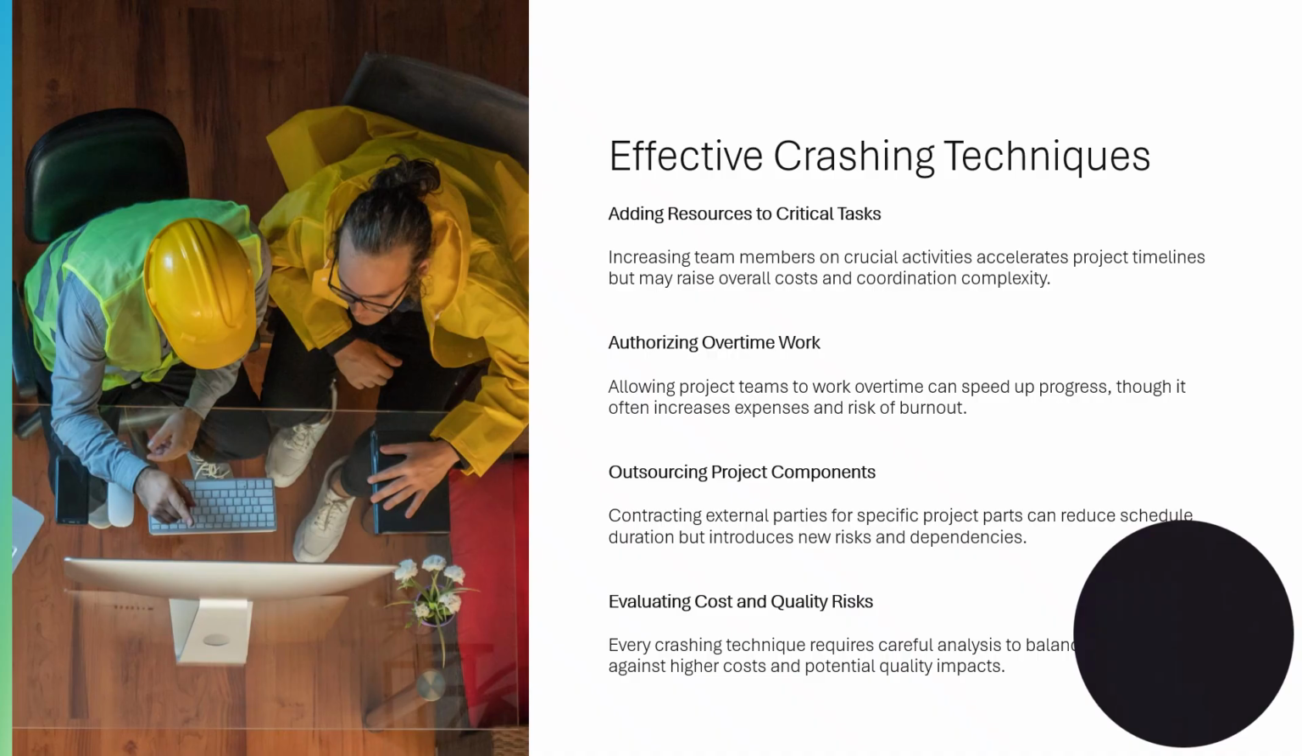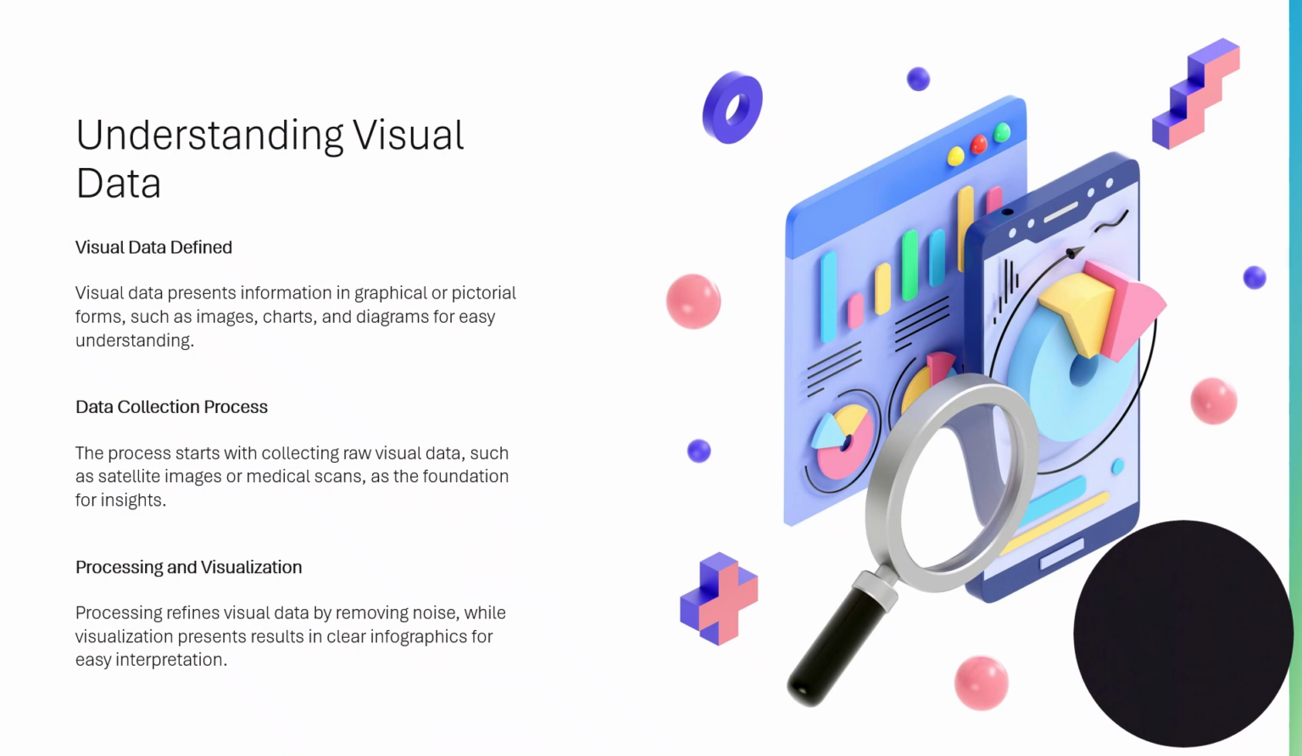Crashing in project management accelerates timelines by adding resources or changing processes. Examples include increasing team members on critical tasks, authorizing overtime work, and outsourcing specific project components. Each technique reduces schedule duration, but must be weighed against increased costs and potential risks to project quality.